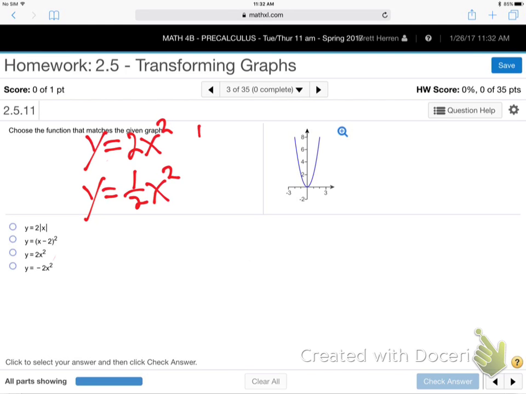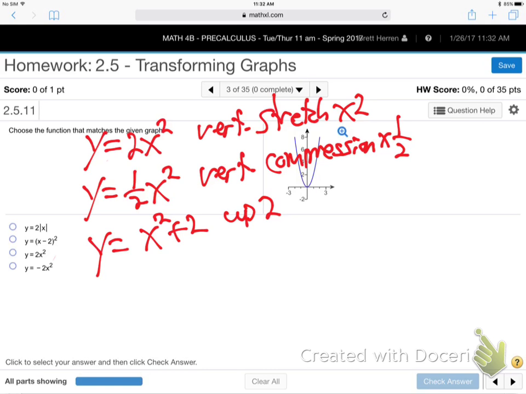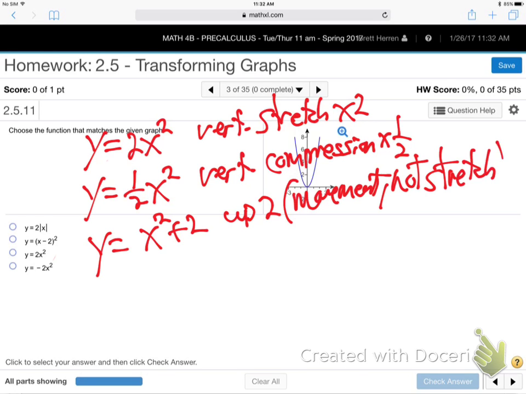Let me show these two guys. So this is vertical stretch times 2. This is vertical compression, like it pushes it down, times a half. It's half as tall as it was, versus if you have the plus 2 like that, or even the plus 2 in the front, that's up 2. That moves it. That's different than stretching it. Everybody see that difference? It's a movement, not a stretch.